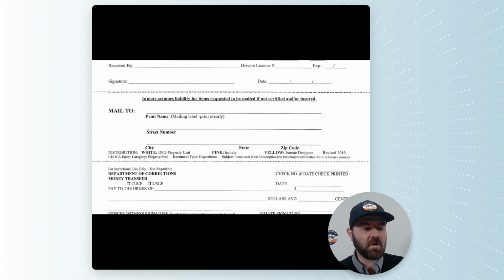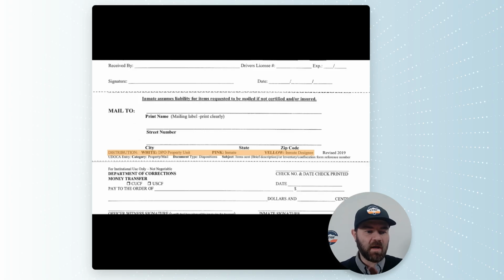Now the distribution code for this form, which is also in carbon copy triplicate, is right here. The white copy stays with the dispositioned property. The pink copy goes to the inmate. The yellow copy does not go to housing. It will actually go to the inmate's designee. So be sure to keep the white and yellow copies together when placing into the appropriate section in your property cage.